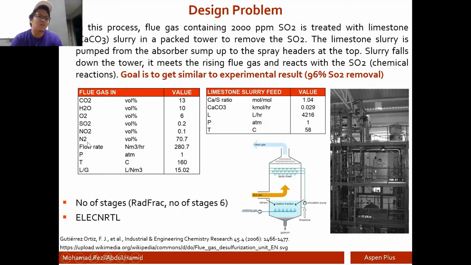So if you notice here, the flow rate of the incoming flue gas is measured in standard meter cube per hour, and the value is 280.7. And according to the NIST website, NIST stands for National Institute of Standards and Technology, the standard volumetric flow rate is measured at 0 degrees Celsius and 1 atmosphere pressure. So for the simulation, I need to convert the standard volumetric flow rate into the actual volumetric flow rate of the flue gas measured at 1 atmosphere pressure and temperature of 160 degrees Celsius.